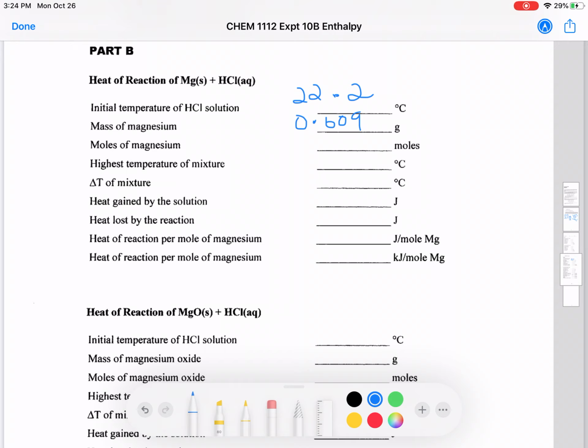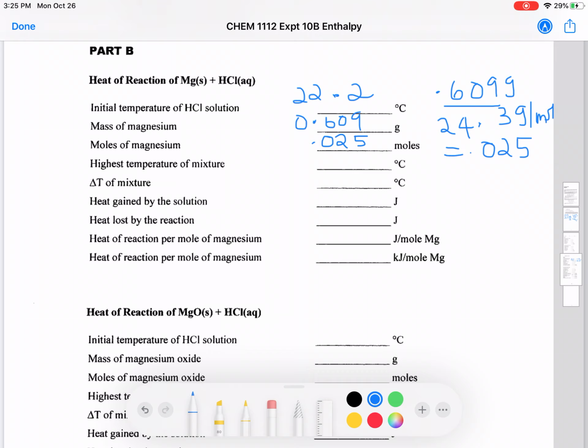0.609 grams. And we need to find the moles of magnesium. If the mass of the magnesium is 0.609, how do you find the moles? You divide it by the molar mass of magnesium, which is 24.3, and that will be 0.025 mole. This is the molar mass, in grams per mole. Okay, 0.025. You're going to write it down here.